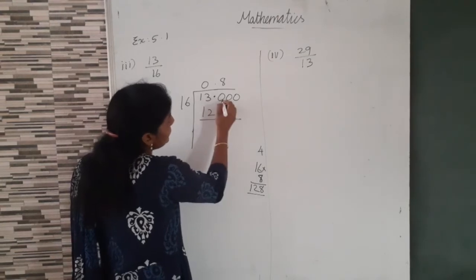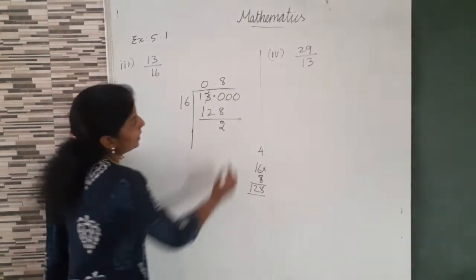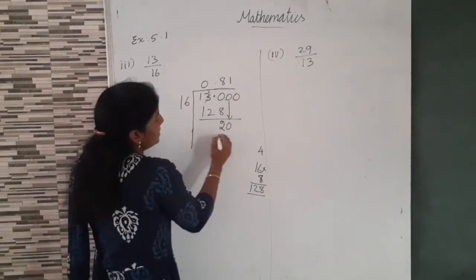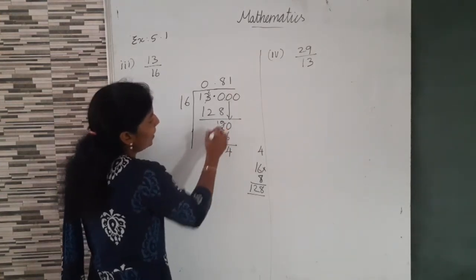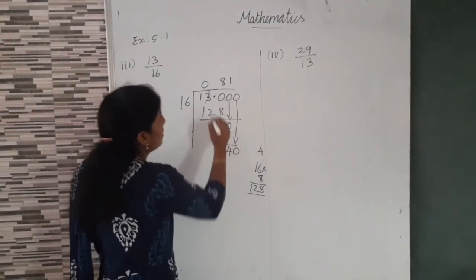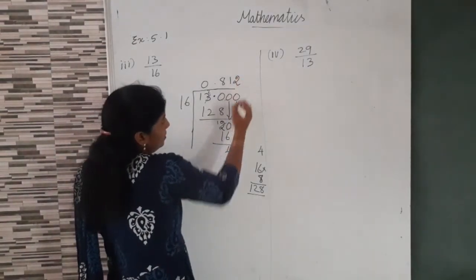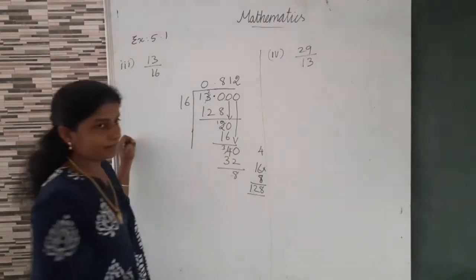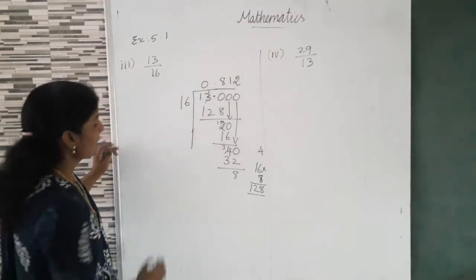128. Now balance, take borrow, 10 minus 8 is 2. Then here 2, isn't it? 2 minus 2 is 0. Now we can take the next 0, 20, isn't it? Now 1 times 16 is 16. Now balance, 10 minus 6 is 4, and 1 minus 1 is 0. Now next 0 we can bring down, 40. 16 into 2 is 32. 16 into 2, 2 times. 10 minus 2 is 8. Here 3, isn't it? So what's the remainder? 8. What's the quotient?